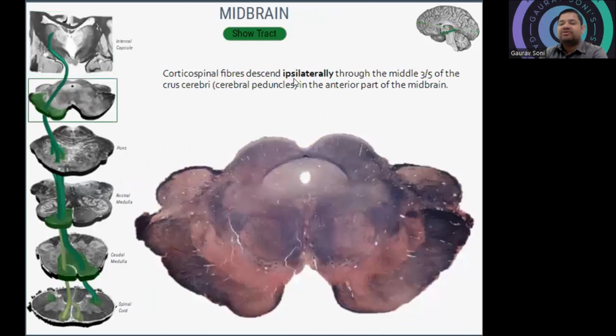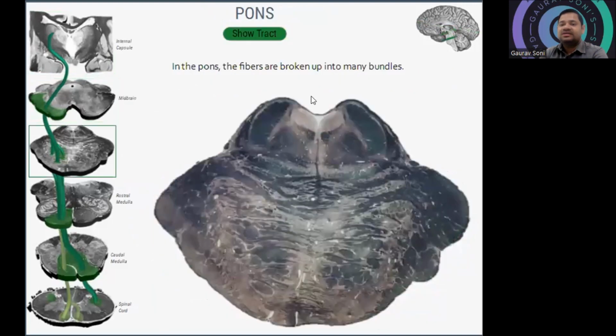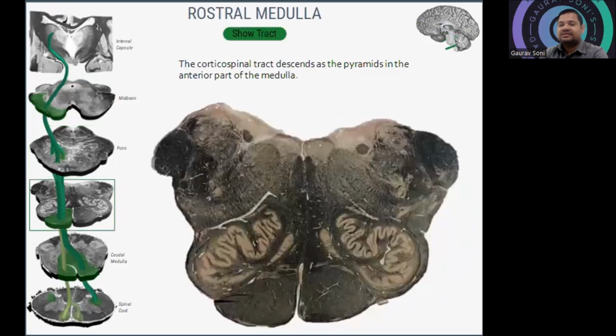Then the corticospinal fibers descend ipsilaterally, meaning the same side, through the middle two-thirds of the crus cerebri in the anterior part of the midbrain. So then they will pass the midbrain through the crus cerebri. This will be the crus cerebri of the midbrain. It will be in the same direction. No change of direction will happen here. Then in the pons, they will break into many small bundles like this, and then pass to the next area, that is the rostral medulla.